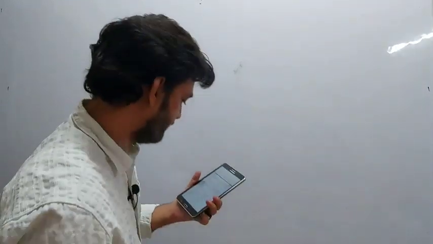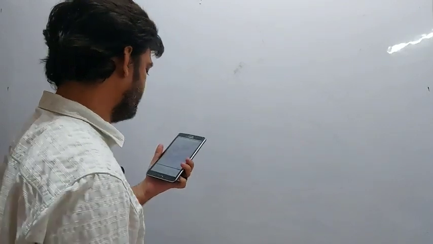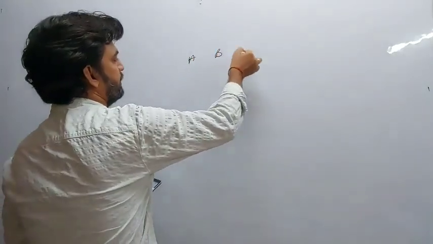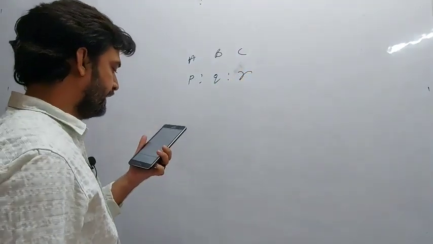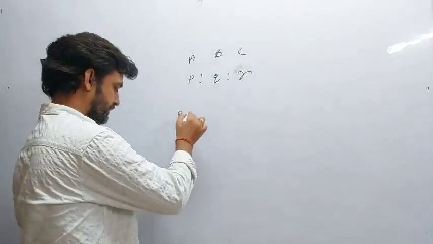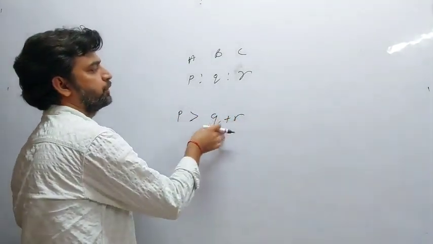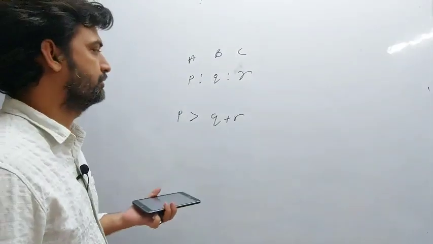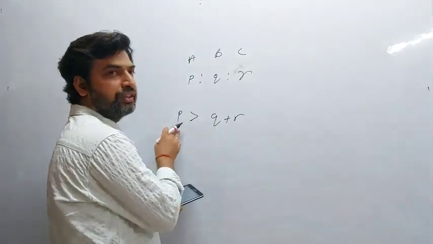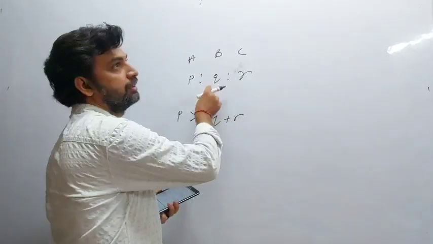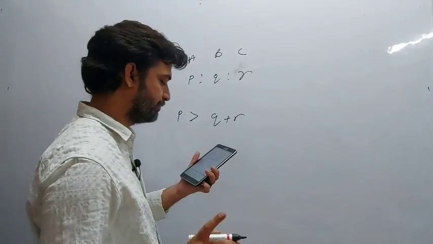Coming to the next one. An amount of money was distributed among A, B, C in the ratio of P is to Q is to R. A gets the maximum share if P is greater than Q plus R. Obviously, if P is greater than Q plus R, that means the share of A is maximum. P is getting a greater value than the sum of these two. No matter what the values of Q and R are, P is getting the maximum. So statement 1 is right.